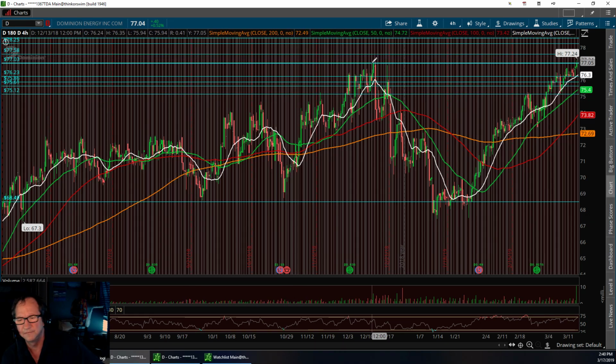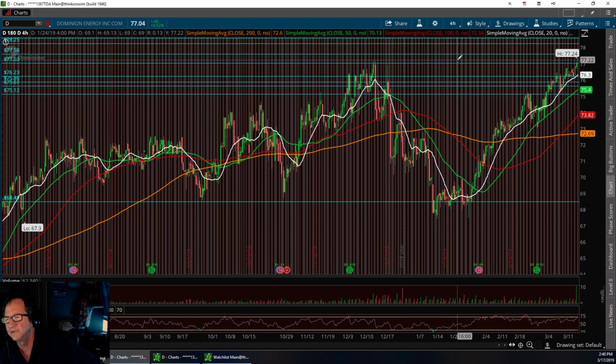We are at a double top breakout right now, and it looks to me like it popped up after hours to 77.24. So I think she does want to break it. That's a beautiful, beautiful chart on D. I'm going to keep this one on watch.